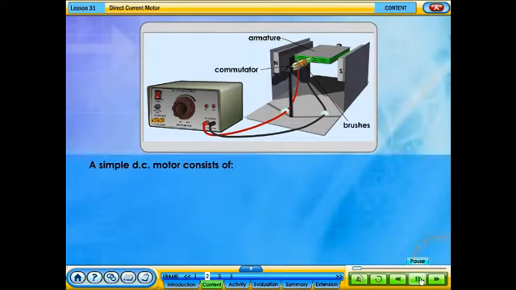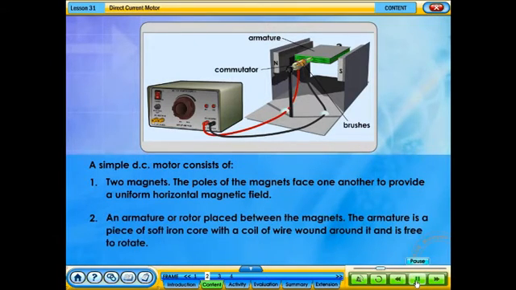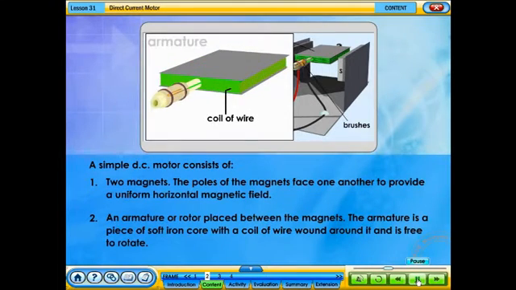A simple DC motor consists of: 1. Two magnets. The poles of the magnets face one another to provide a uniform horizontal magnetic field. 2. An armature or rotor placed between the magnets. The armature is a piece of soft iron core with a coil of wire wound around it and is free to rotate.